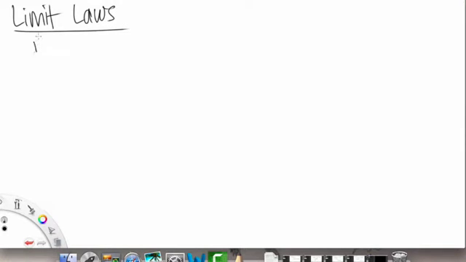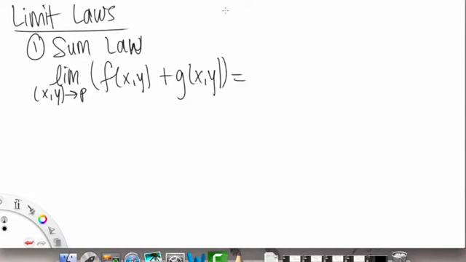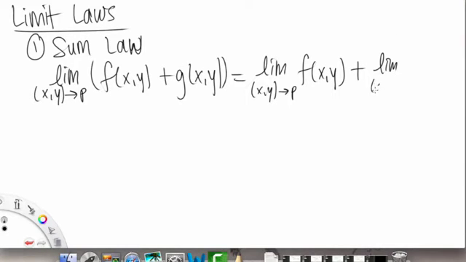The first one we're going to go over is the sum law. So we're going to be adding some stuff, no pun intended. Limit as xy approaches P of, let's say, f of xy plus g of xy. This is going to be equal to, and you might guess already, limit as xy goes to P of f of xy separately added to limit as xy approaches P of g of xy. So that basically means you can break stuff up with an addition sign there.